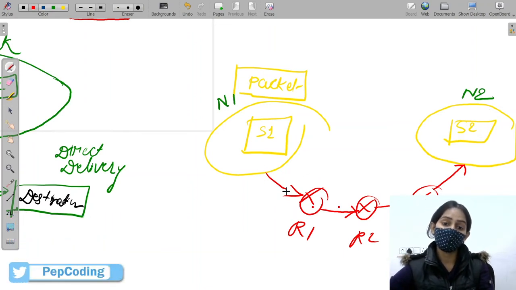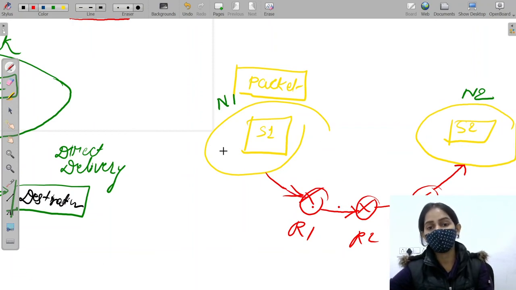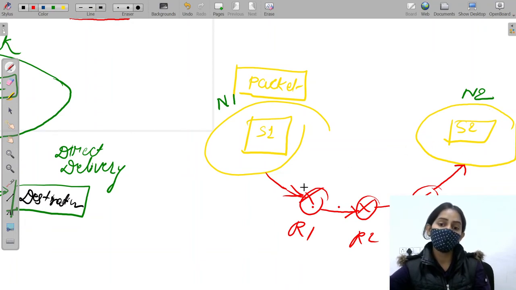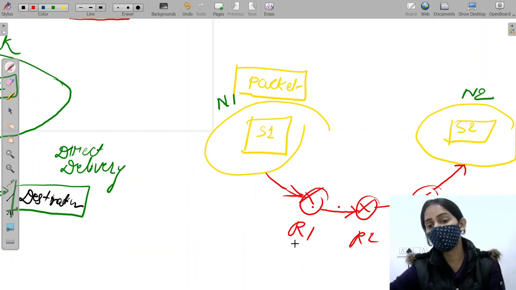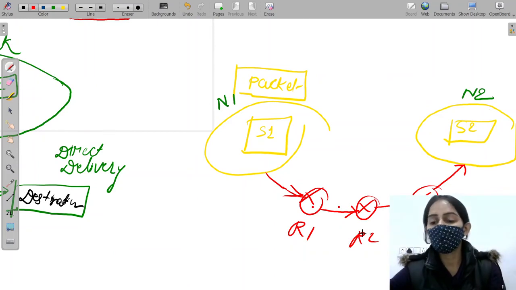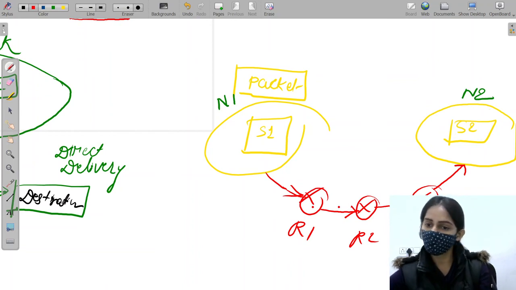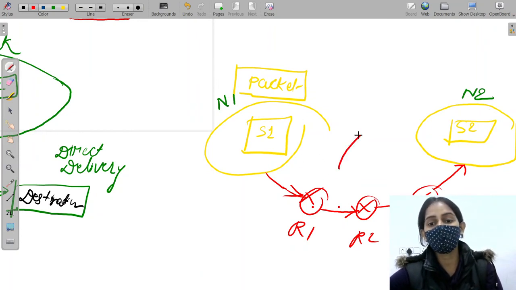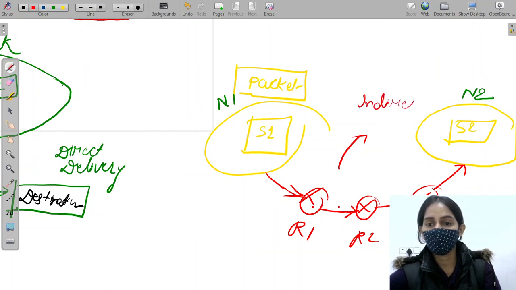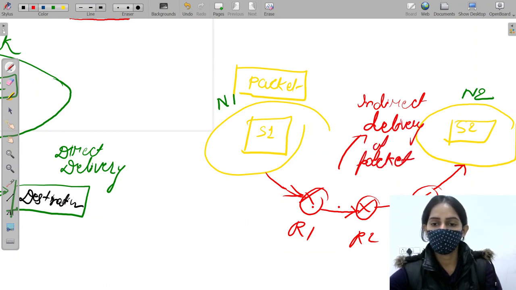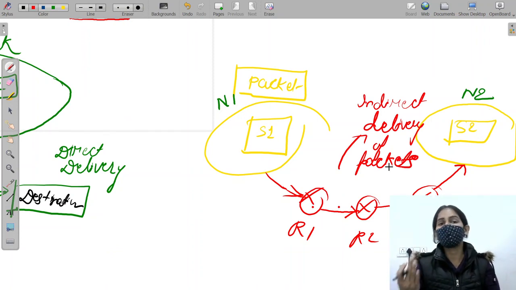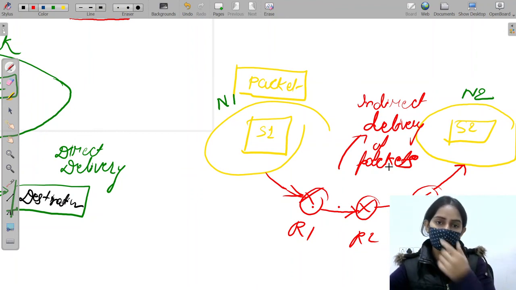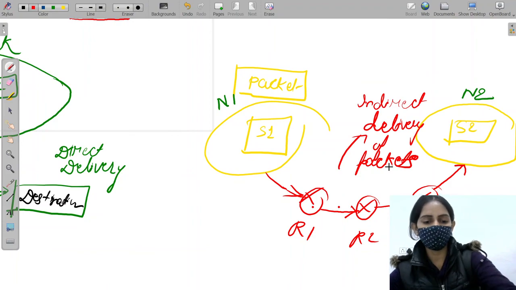Here we can see that in one go we were not able to send our packet directly from system 1 to system 2. So what we did is firstly we sent our packet to router 1, then router 2, then router 2 sent it to router 3, then router 3 sent it to system 2. That's how we were able to deliver our packet. In one go we are not able to send, so this is what we call indirect delivery. This is how we manage IP packets at the network layer. Thank you so much.